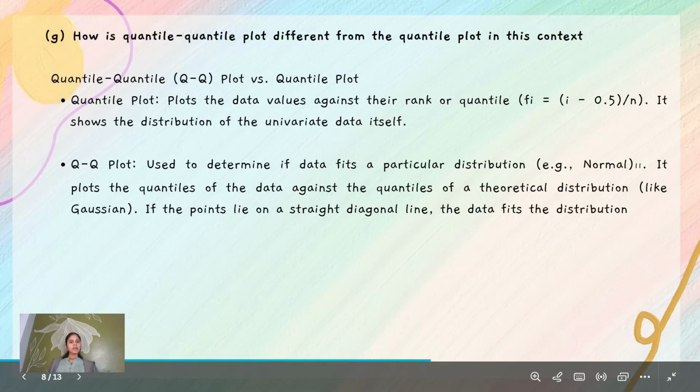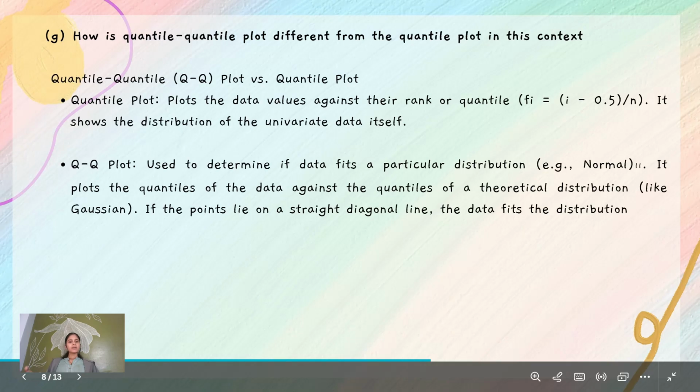Now, question number G is how is a QQ plot different from the quantile plot in this context? The QQ plot is used to determine if the data fits a particular distribution, for example normal. It plots the quantiles of the data against the quantiles of the theoretical distribution, like Gaussian. If the points lie on a straight diagonal line, the data fits the distribution.